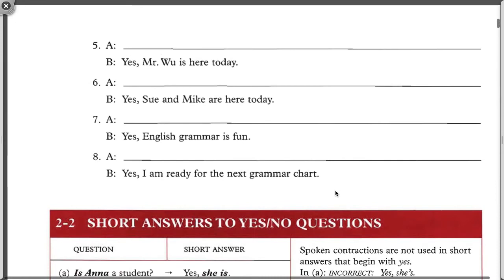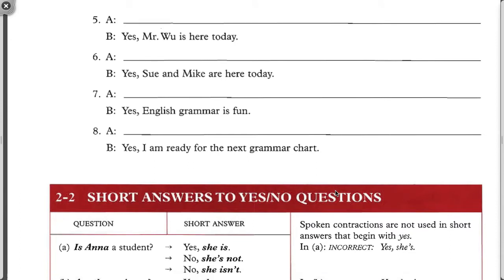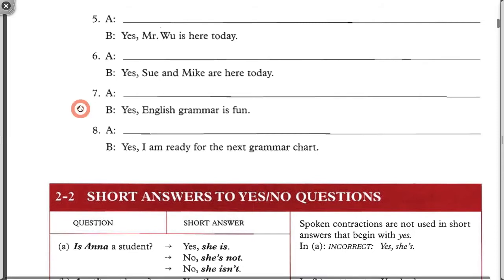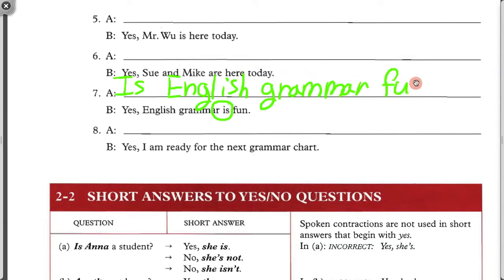Number 5, 6, and 7, I'm going to let you do on your own. Well, I'll do number 7. The answer is yes, English grammar is fun. So, is would be the first word in the sentence. Is English grammar fun? I hope it's fun. I'm having fun because I have my green pen and I have all my computer set up here.